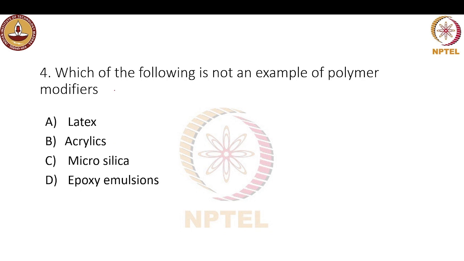So we'll get to the next question. Which of the following is not an example of polymer modifiers? Latex, acrylics, microsilica, or epoxy emulsion?